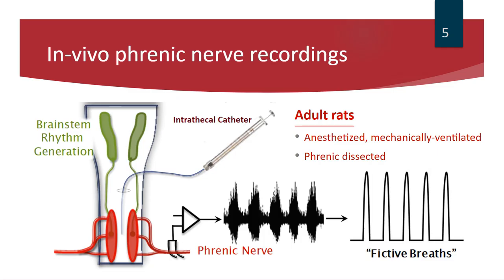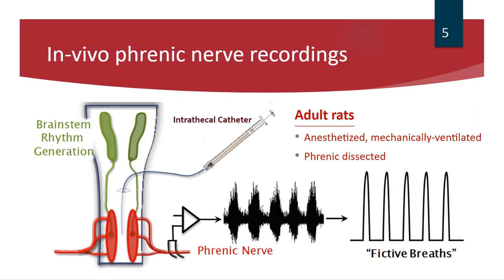So in mostly young adult rats, the rats are anesthetized, mechanically ventilated, and vagotomized. And then we were able to use a dorsal approach to dissect out the phrenic nerve. You can see on the schematic on the left, we have, again, a basic illustration of the respiratory network where brainstem neural signals are sent down to phrenic motor neurons in the spinal cord. Those would be your red ovals. And then the axons will come together to the phrenic nerve.